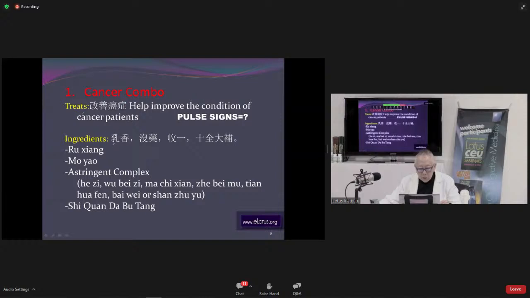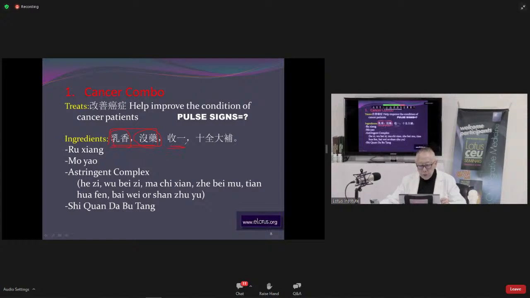I always use this 乳香没药. You know, these are the two herbs that were written in the Old Testament of the Bible. The doctors from the Orient brought this and something else to the baby Jesus when the baby Jesus was born. So I use the 乳香没药 to eliminate the whole bad cells in the human body.